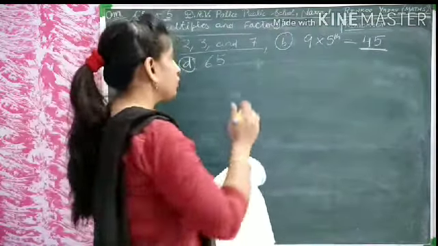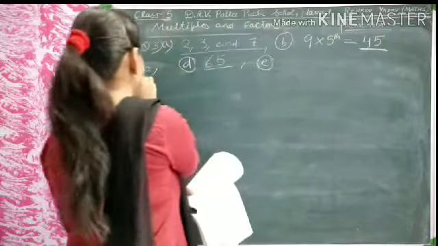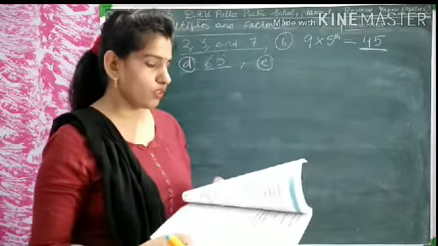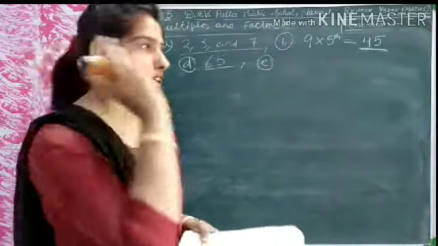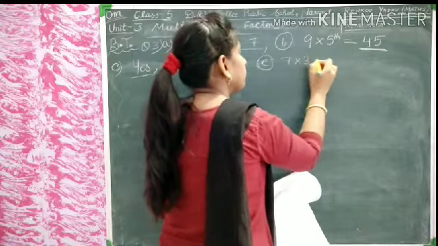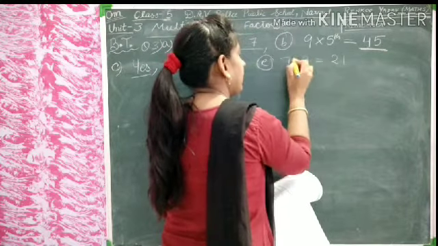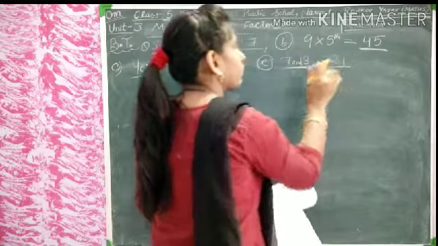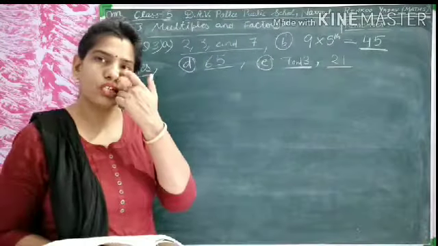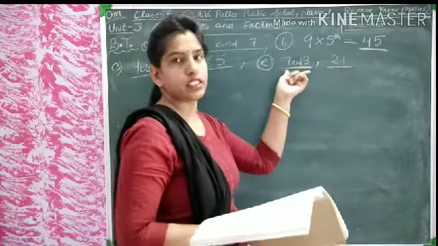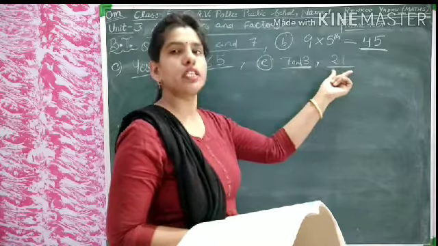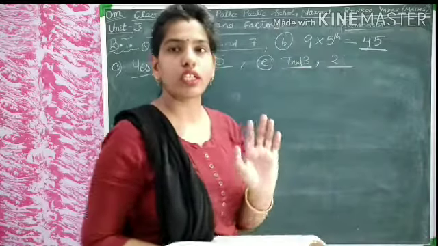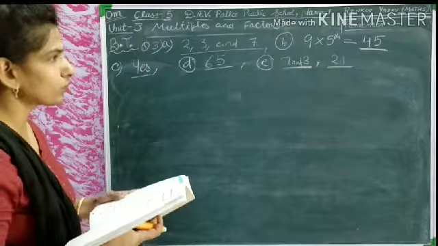Now part E. In part E, 7 into 3 is equal to 21. So 7 and 3 are the factors of 21. It means 7 and 3 are factors of 21. Because the prime factorization of 21 is 7 into 3. Is this clear? Now we will go to part F.